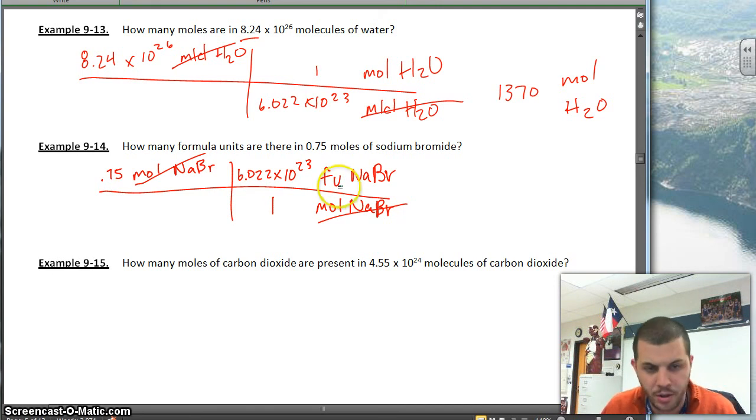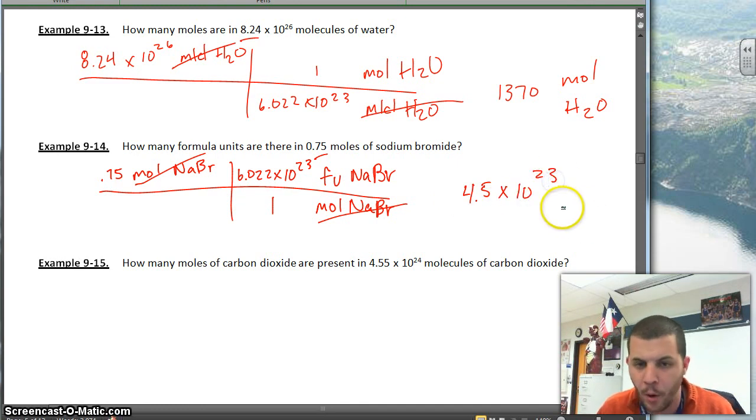Let's see, I need 2 sig figs here. And yes, you do have to do sig figs. Sig figs are not going away. So I get 4.5 times 10 to the 23rd power formula units of NaBr.